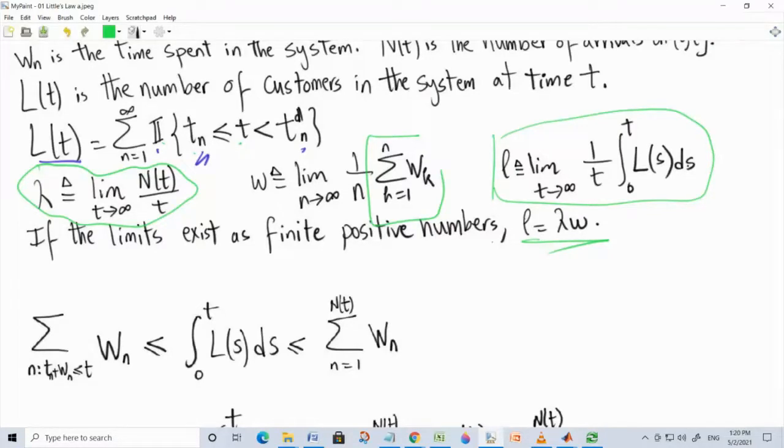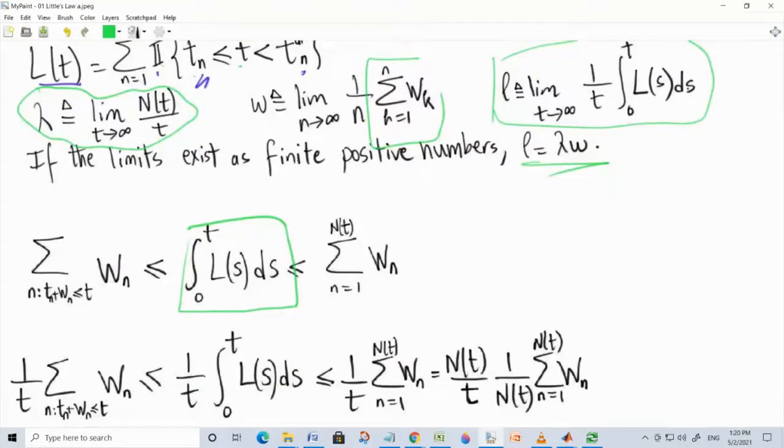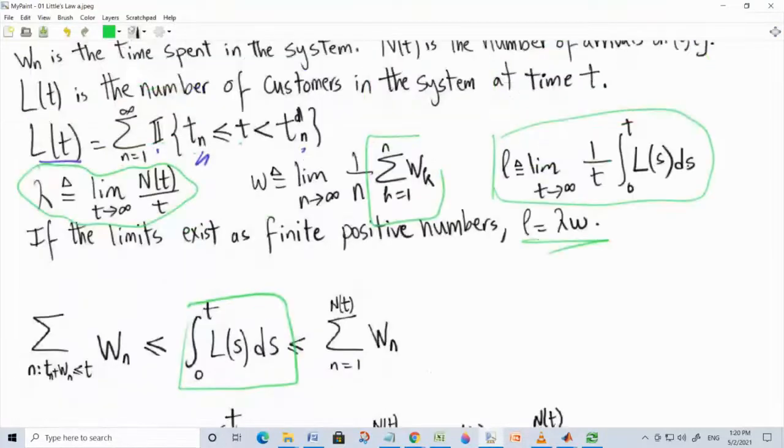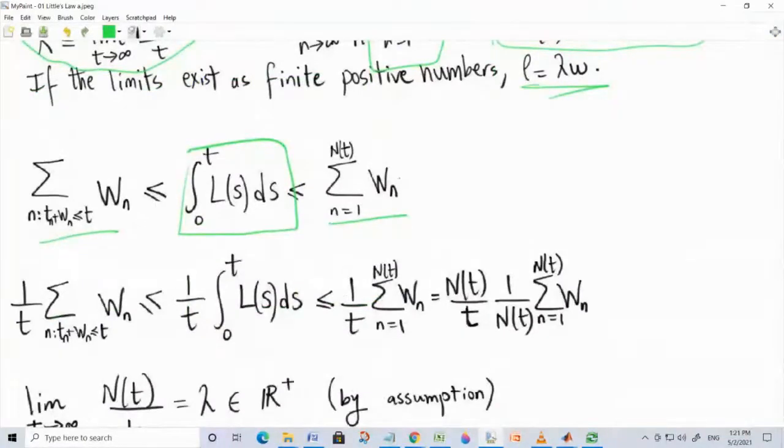And so from the last time, I said the strategy should start by taking the integral of L of s ds from 0 to t and trying to upper bound and lower bound it. So we came up with our upper and lower bounds. If you remember, the idea was to start with this expression, integrate from 0 to t, and apply Tonelli so that we can interchange the order of integration and summation. We did some steps that resulted in this being the upper bound and this being the lower bound. Then what you need to do now is divide by t and take the limit as t goes to infinity.